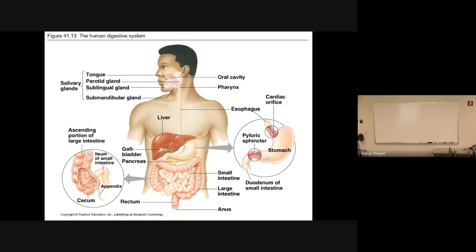I don't know what my point is. That's the purpose of the large intestine. The large intestine is going to take back about 80 to 90% of the water. If it takes too much back, you know what happens. If it stays in there for too long, that's constipation.